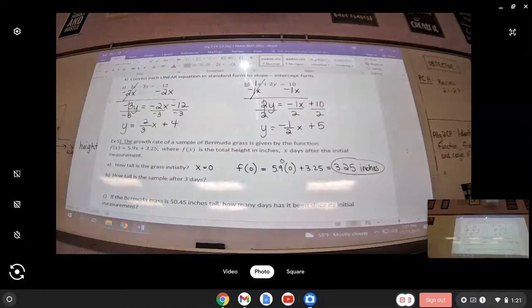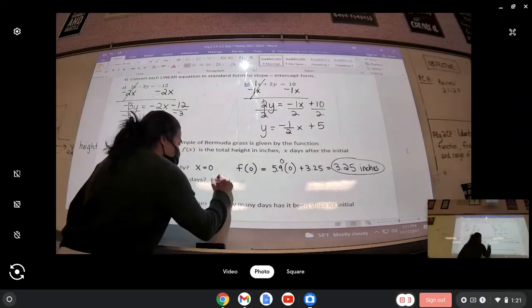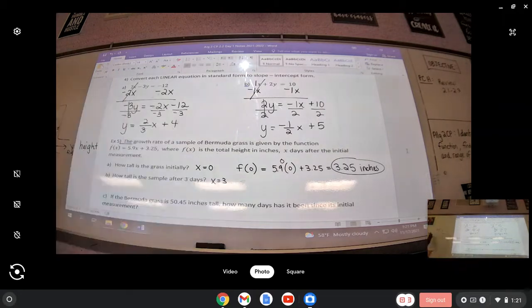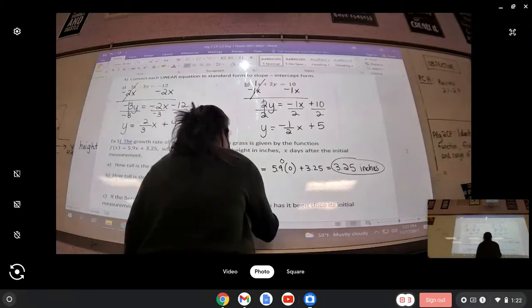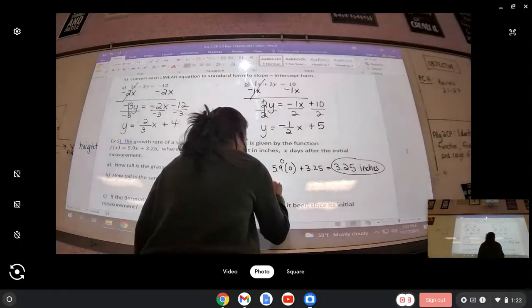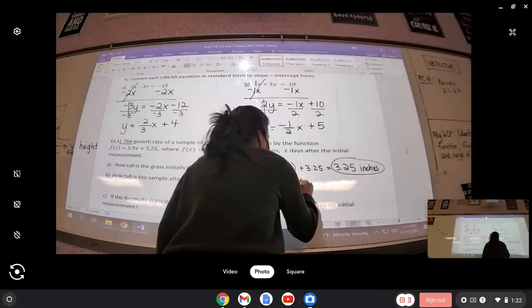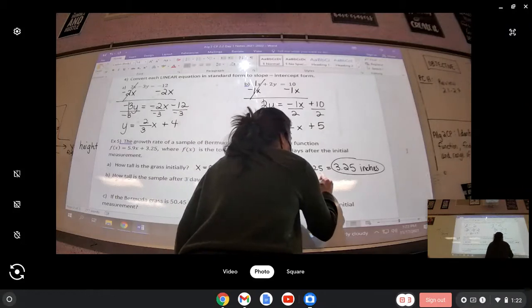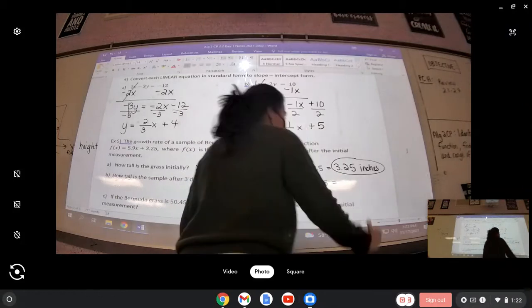Part B says, well, how tall is the sample of grass after 3 days? Guys, if they just gave you a number for days, did they give you a number for the X or did they give you a number for the Y? X. They're saying let X be 3. So if 3 days, let X be 3, which means plug 3 in. Find F of 3. So F of 3 would be 5.9 times 3 plus 3.25.